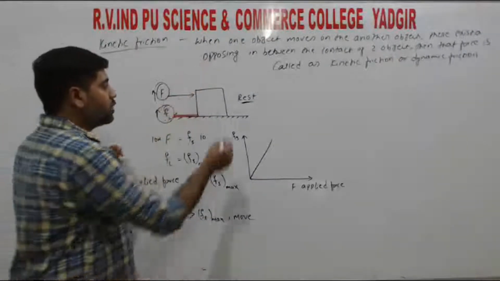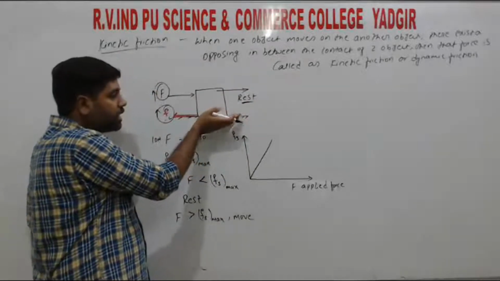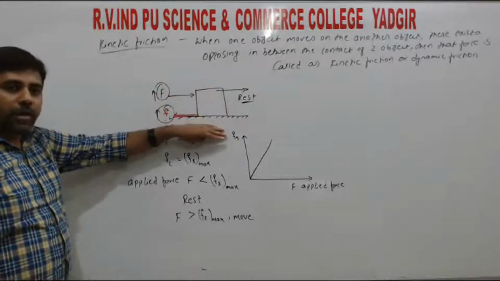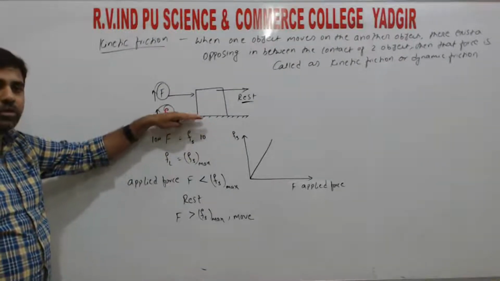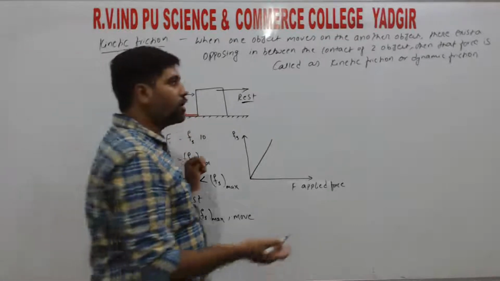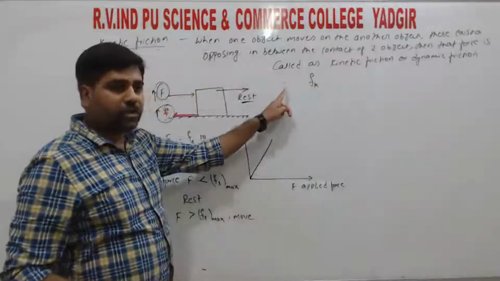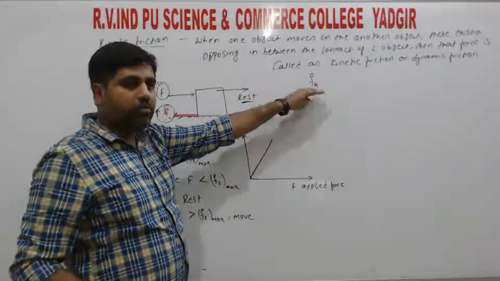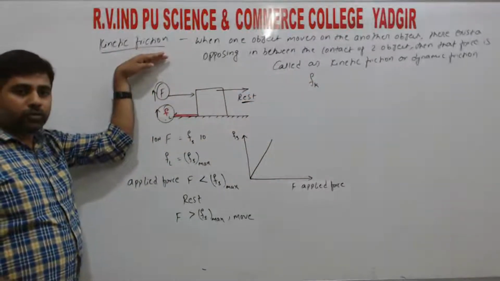So in this case the object is moving. While the object is moving on another surface, that type of friction we call kinetic friction. So when an object is moving on another surface, there exists an opposing or resisting force, and that force we call kinetic friction, right? Or dynamic friction. Kinetic friction is denoted by Fk, where f is friction. So small f with the suffix k indicates the kinetic friction. The SI unit of kinetic friction is Newton, because friction is also a force, right?